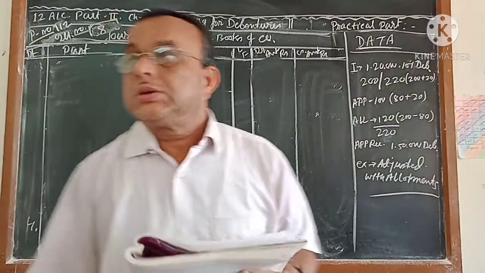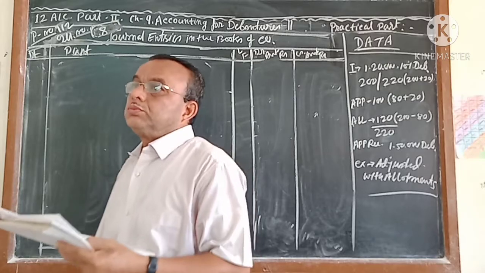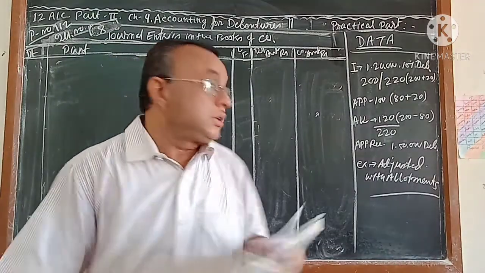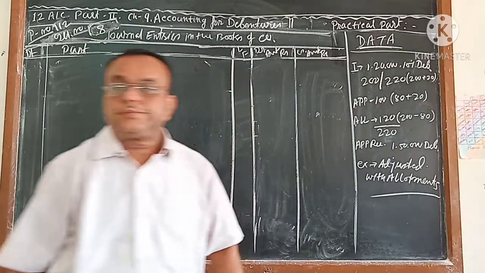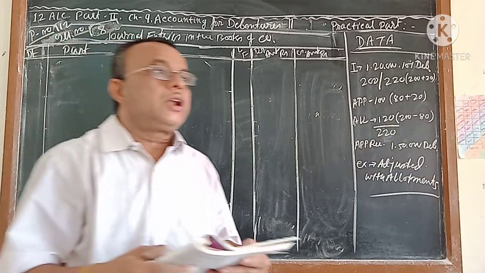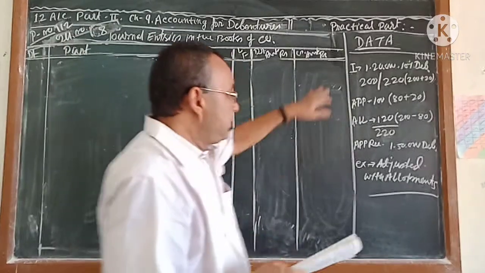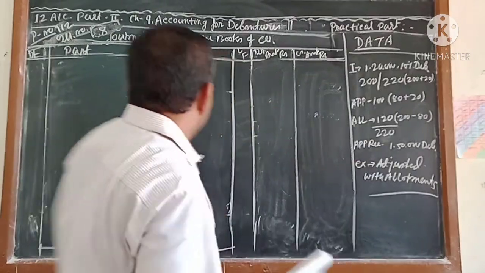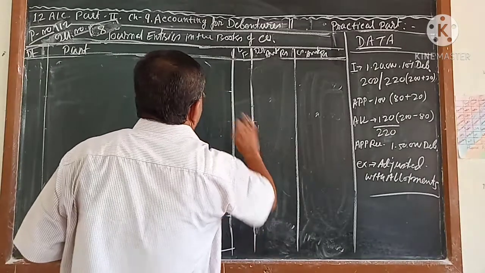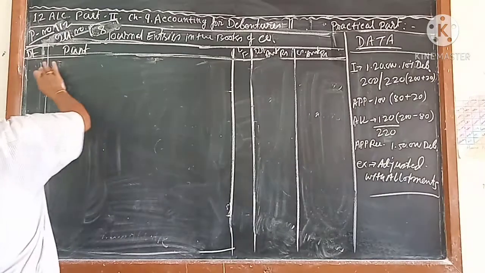This is the question. Several times I told you, before writing the answer, this is the most important data. Whatever information is given in your question, you have to follow it according to that. If you write any information wrong, then automatically the journal will also be wrong. So whenever you write the data, pay very careful attention.